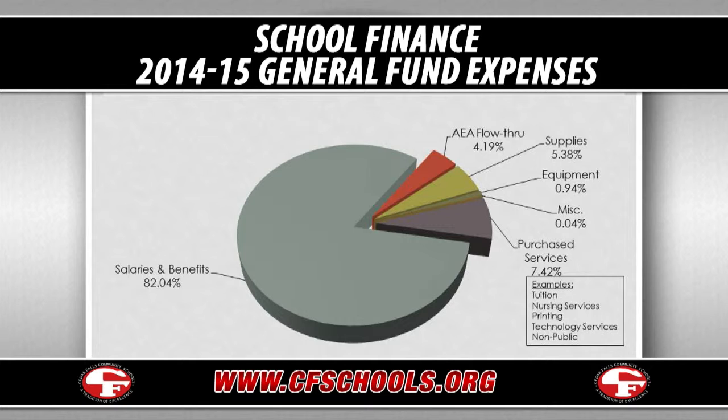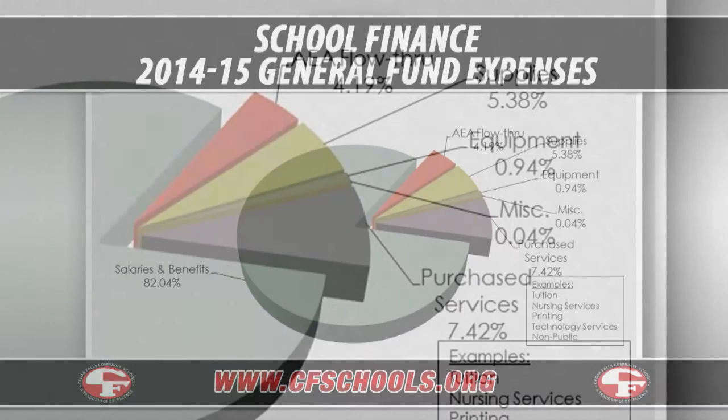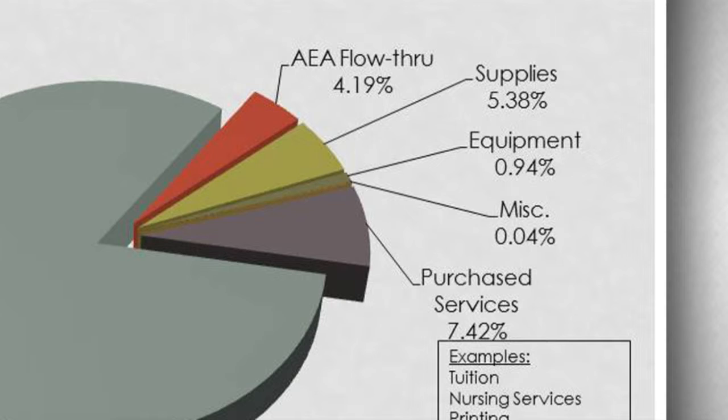And you'll see the other parts of the pie graph over there on the right. The AEA flow-through, that is dollars that flow through the Cedar Falls School District directly to our local area education agency. All school districts across the state of Iowa are required to do that, and so that's just a part of it. You build that into your budget, but we actually never are able to use those dollars.